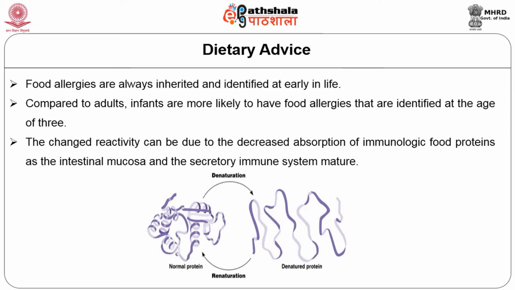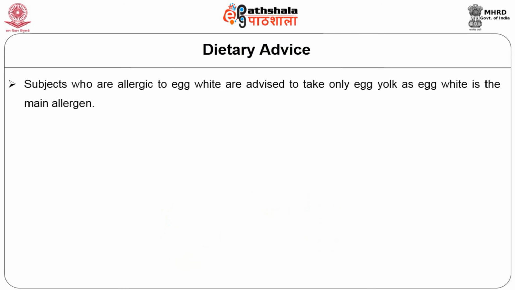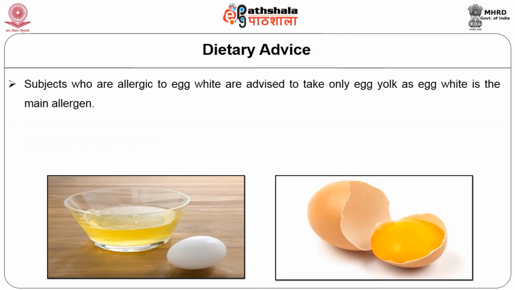Denaturation of protein has shown a beneficial effect in elimination of food allergies. For example, the person who is sensitive to raw milk does not show the allergic reaction when boiled milk is consumed by the same person. Subjects who are allergic to egg white are advised to take only the egg yolk because egg white is the main allergen that may create problems.